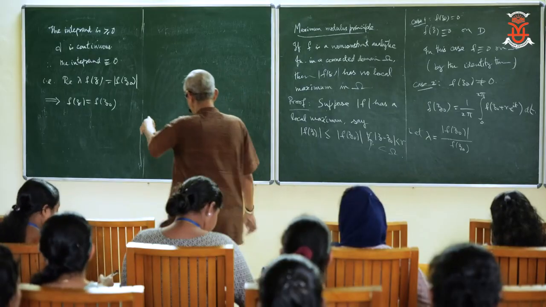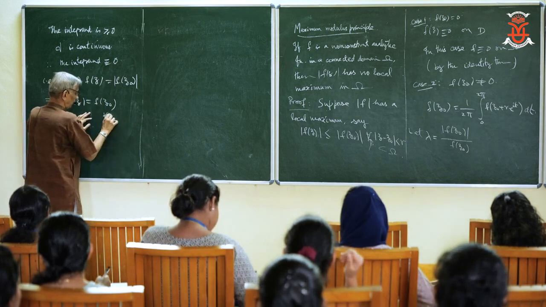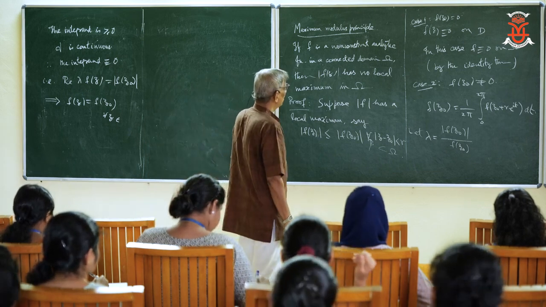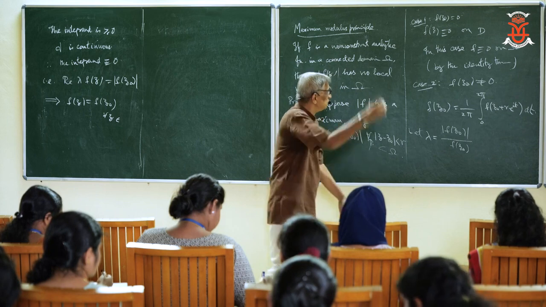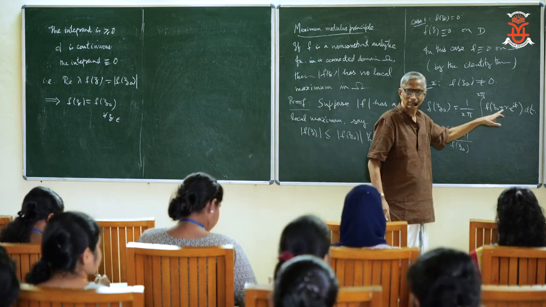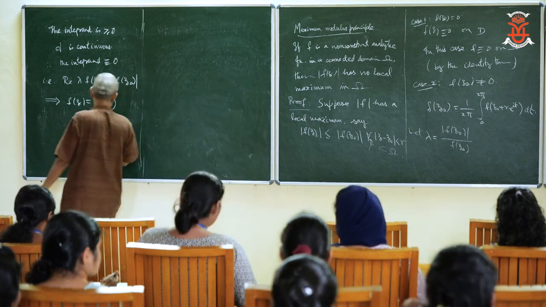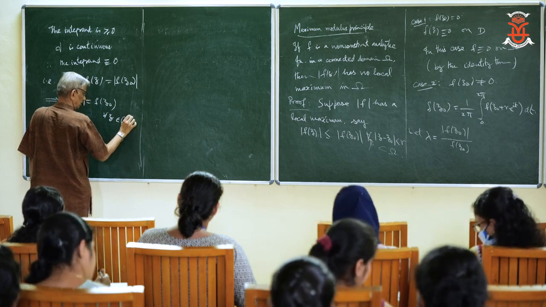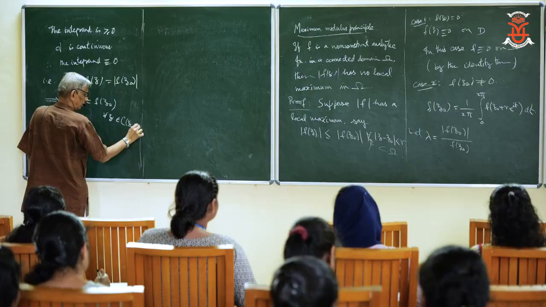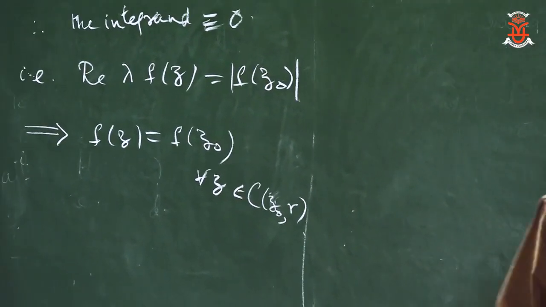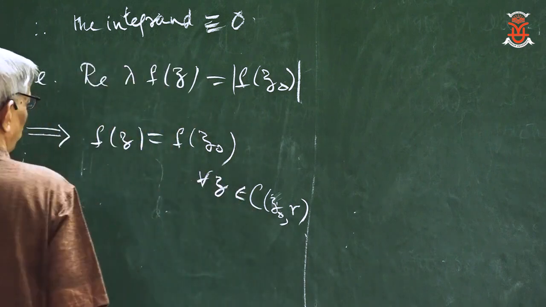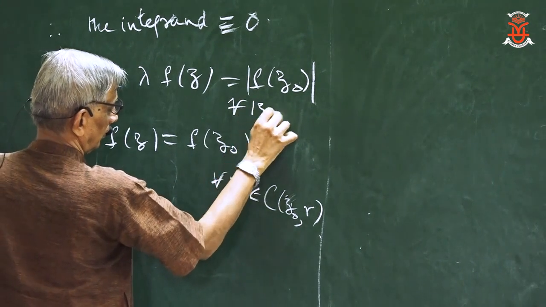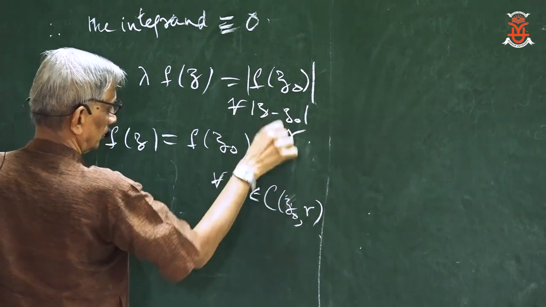So this tells you, of course, for all z in the circle there, did we give some name there for the circle? Whatever circle, that circle of radius r with center z naught. And therefore, by the identity theorem, so the same thing.